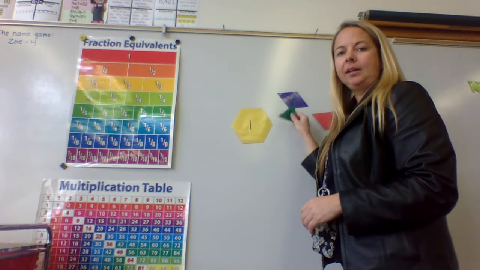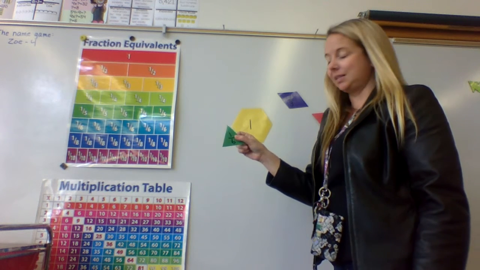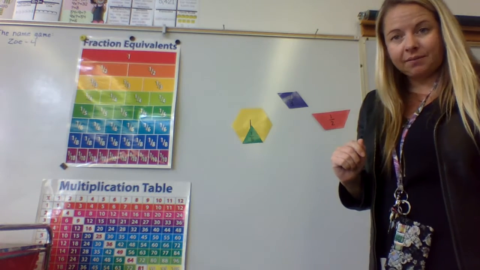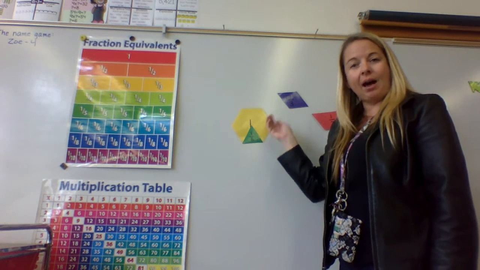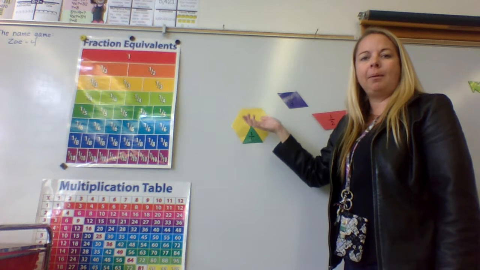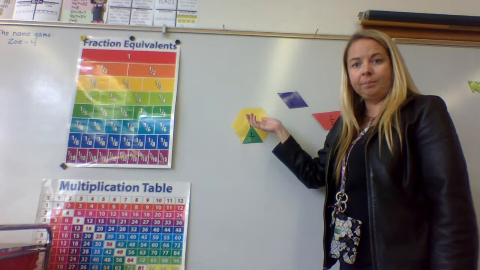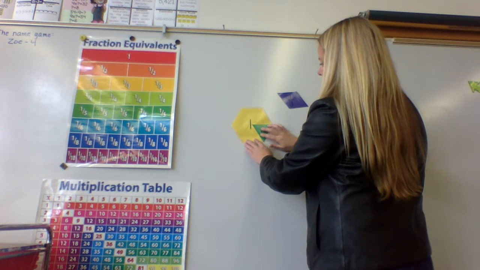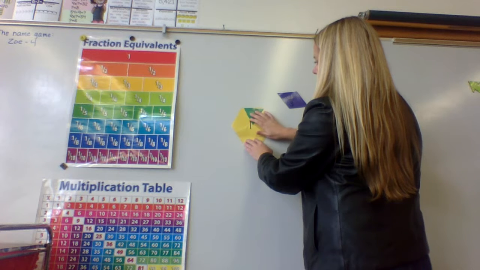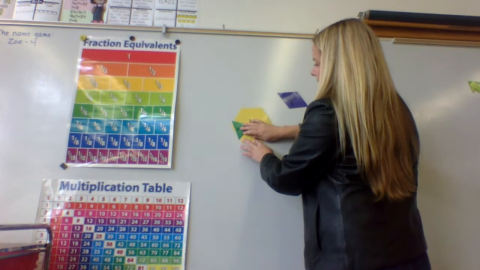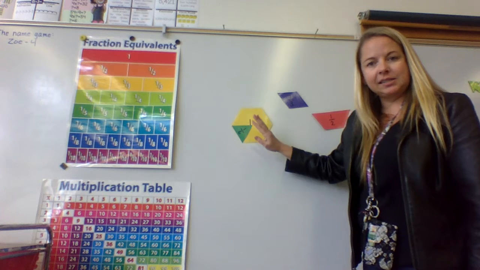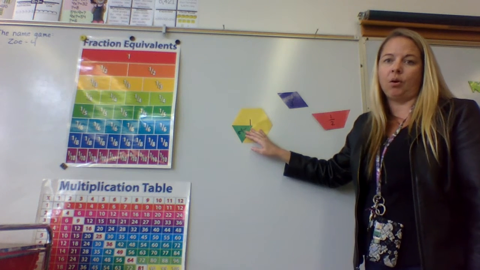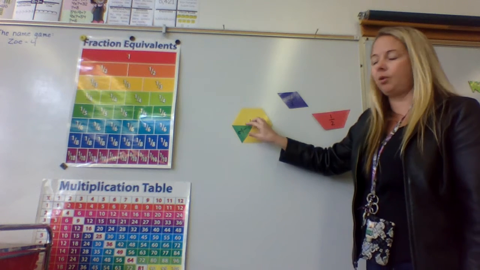Next, I have my triangle, and this represents 1/6. So if I put it down here, it represents 1/6 of the hexagon. I should be able to tell without putting the triangle all around how many of these triangles I need to make one whole, because this is 1/6. But let's measure it anyways. So here's 1, 2, 3, 4, 5, 6. If you said that 6 of these triangles would equal a hexagon, you are correct, would equal one whole. So 6/6 equals one whole.